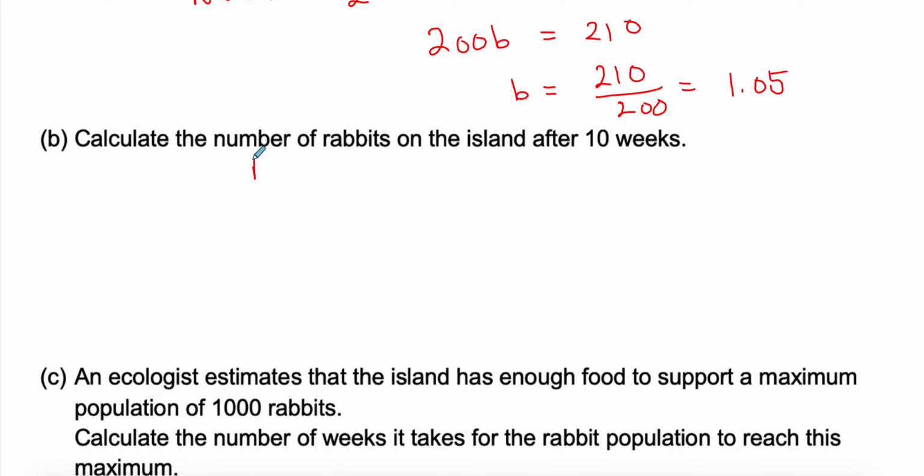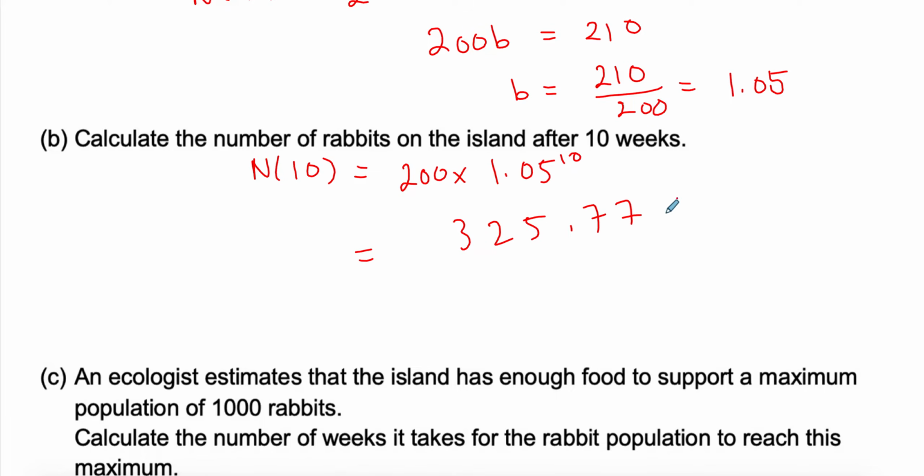So they rely on the fact that you found b. Instead of t, we're going to substitute 10 weeks. And it's going to be 200 times 1.05 to the power of 10. And this is going to give you 325.7789. So obviously you can't have that many rabbits. Even if they didn't say, you obviously need to round this. So it's going to be 326 rabbits.